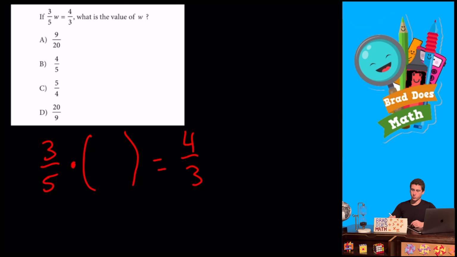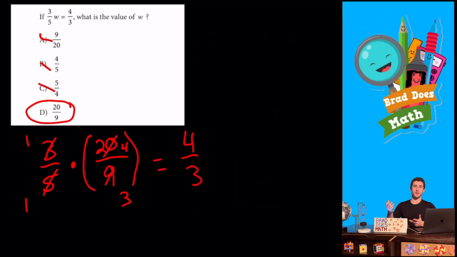And we will try 20 over 9 lastly. All right, and this does cross cancel. We can cancel a 3 here with a 3 there. Divide those both by 3. Cancel a 5 here with a 5 here. And yeah, we're left with 4 over 3. So that does work. It did happen to be D, so we had to try A, B, and C first to get down to D. But it still didn't take that long.